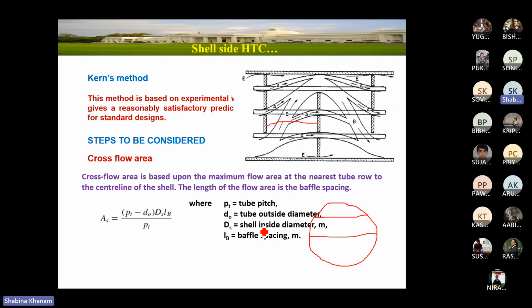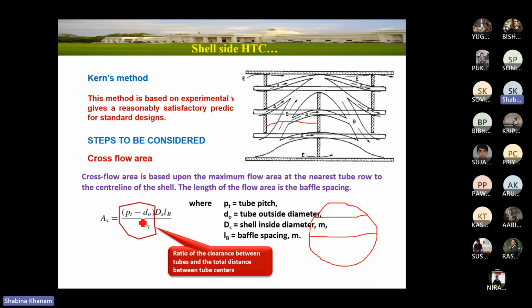How can you find that out? That is the cross flow area, denoted by AS, that is (PT minus D naught) by PT. PT is the pitch, the center to center distance between two consecutive tubes. If I deduct D naught, it will give me the gap between two tubes.